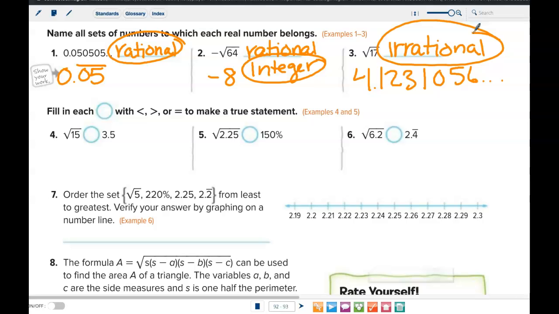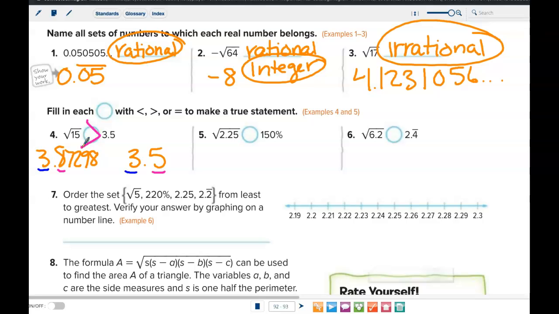On number 4, we are going to fill it in with less than, greater than, or equal to make the statement true. We can use our calculators for this. If we typed in the square root of 15 into our calculator, we get 3.87298, and it keeps going. And we're comparing that to 3 5/10. So we can see that our 3's are the same, or our whole number. So we have to look at the next place value. In the tenths spot, we have an 8 and a 5. Since 8 is bigger than 5, we know that this number is larger.